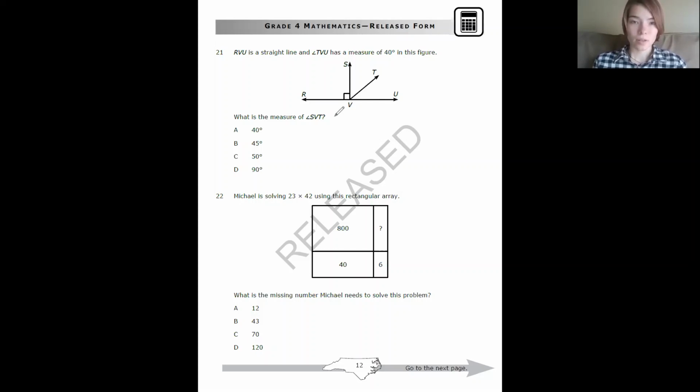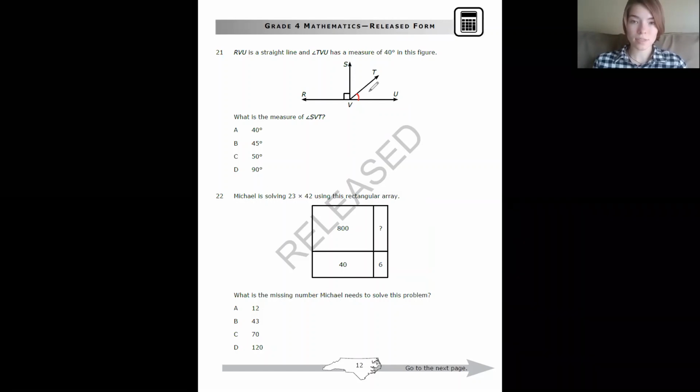Okay, so starting off with number 21, RVU is a straight line and angle TVU, this angle here, has a measure of 40 degrees in this figure. So we'll mark that as 40 degrees. What is the measure of angle SVT? That's this angle here, and that's what we want to find.